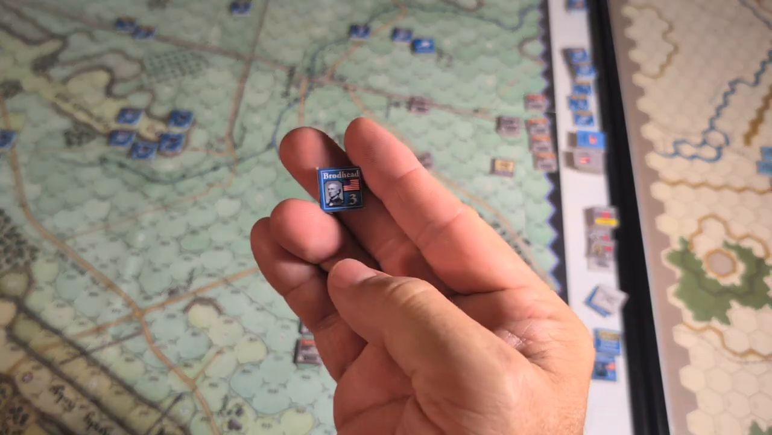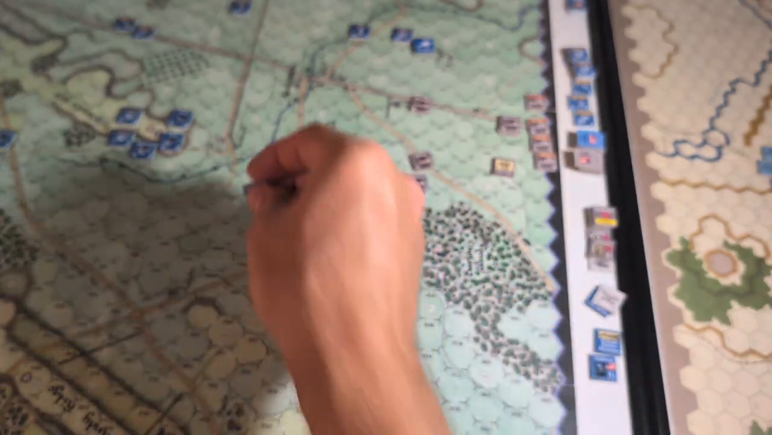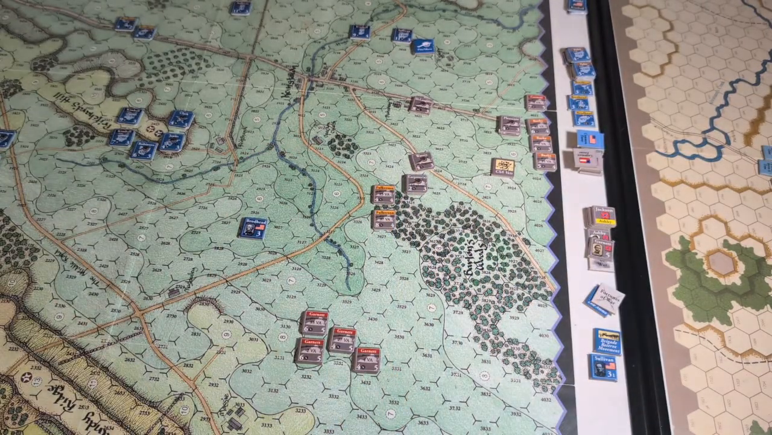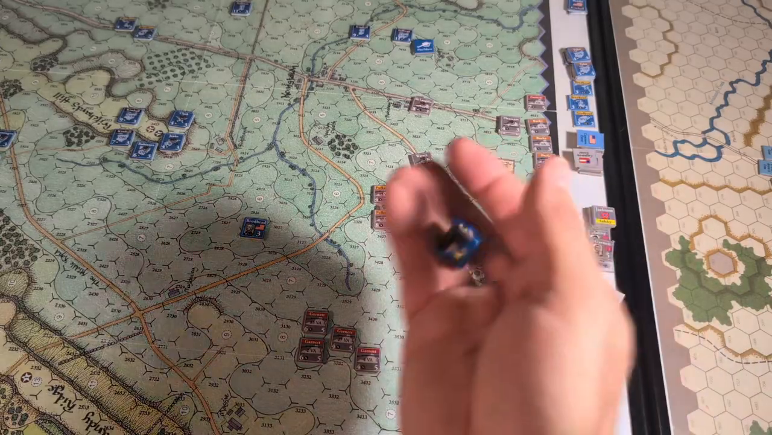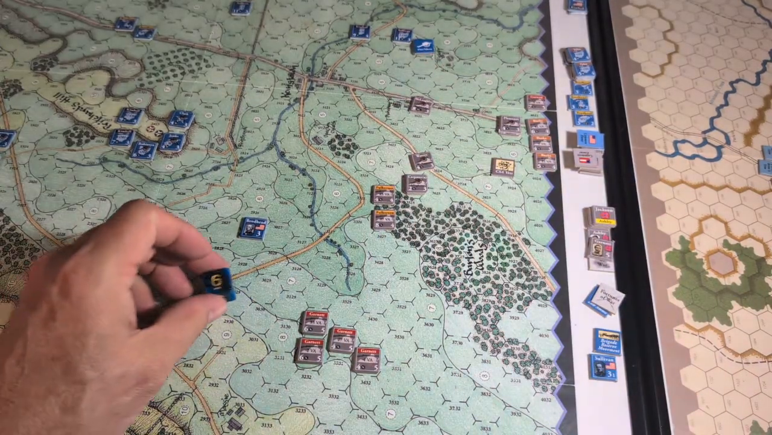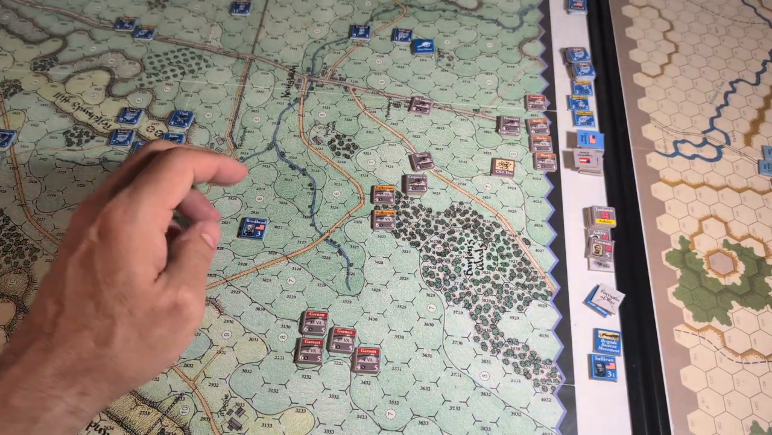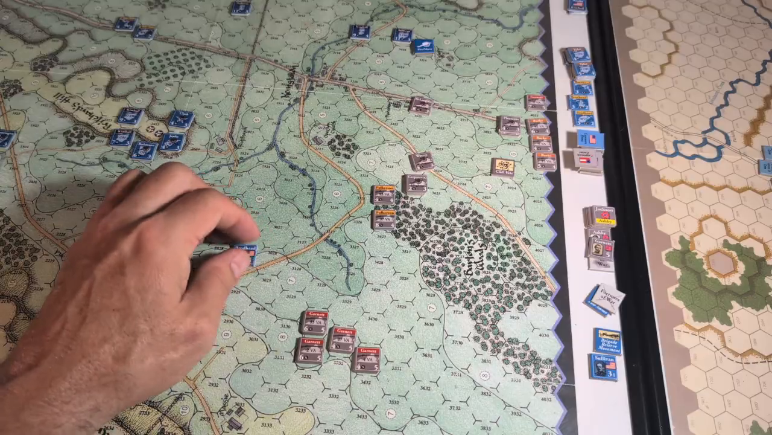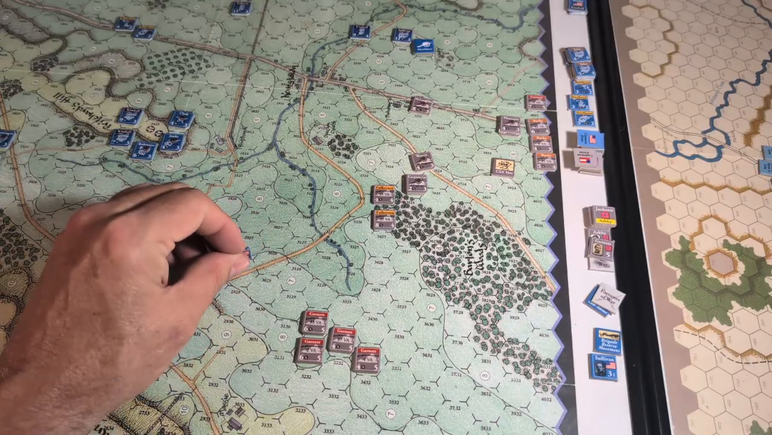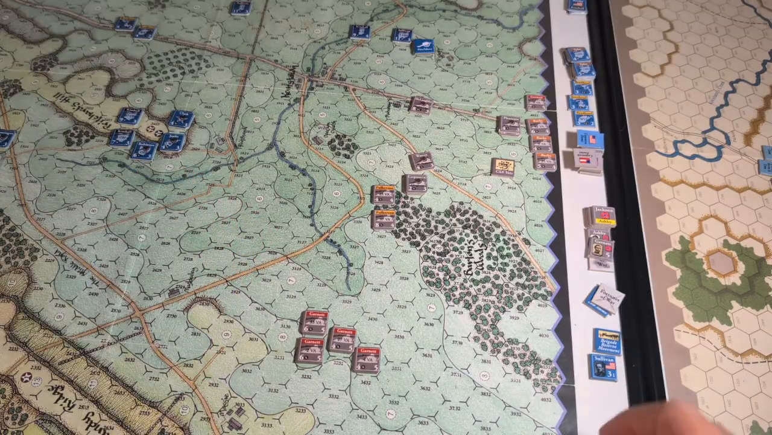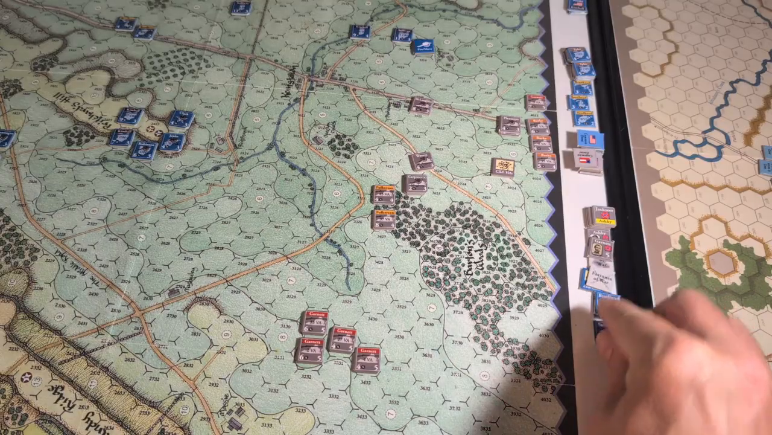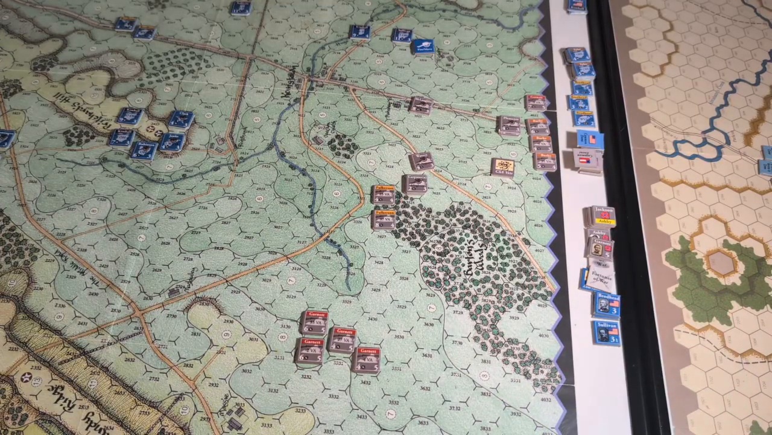Next. Okay, we have Broadhead. Okay. He's got to get a 3 or less. He gets a 6, so they would have a limited activation, which means they don't do anything. They don't have anybody to fire at.